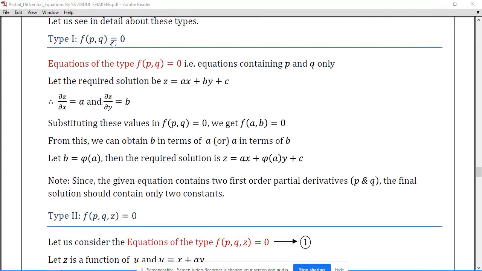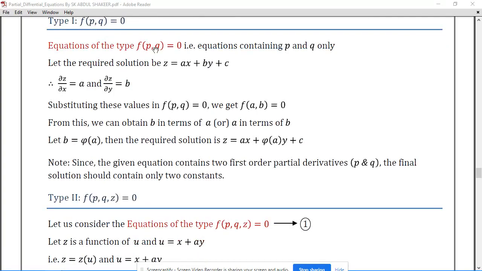First one is f of p, q equal to 0. Equation of the form f of p, q equal to 0, that is equation containing p and q only. Let the required solution be z equal to ax plus by plus c. In this, first of all, we have to define the complete solution of the non-linear partial differential equation, that is z equal to ax plus by plus c. We will have dou z by dou x is a, dou z by dou y is b, which is obtained by differentiating partially with respect to x and y.